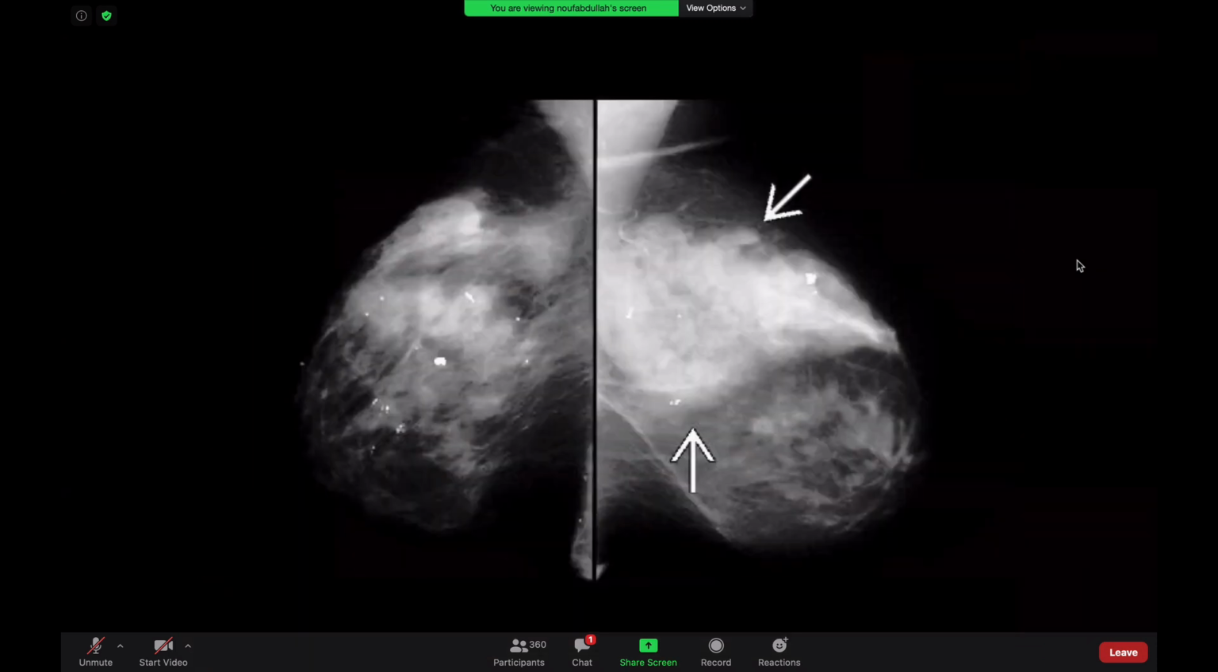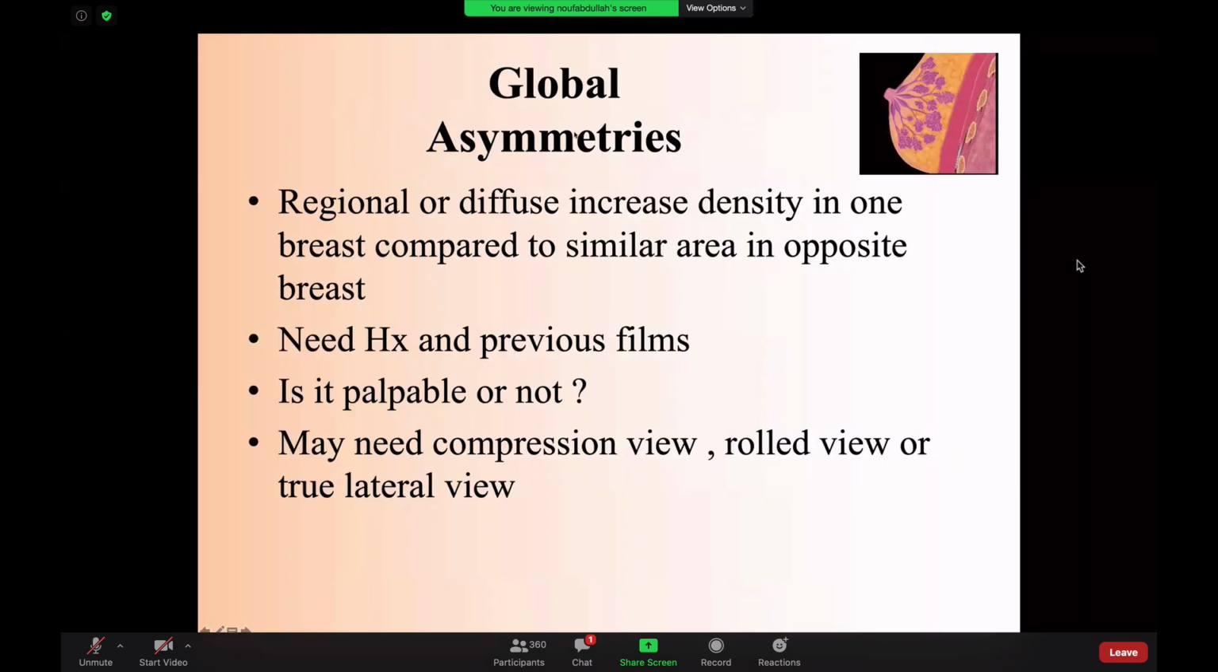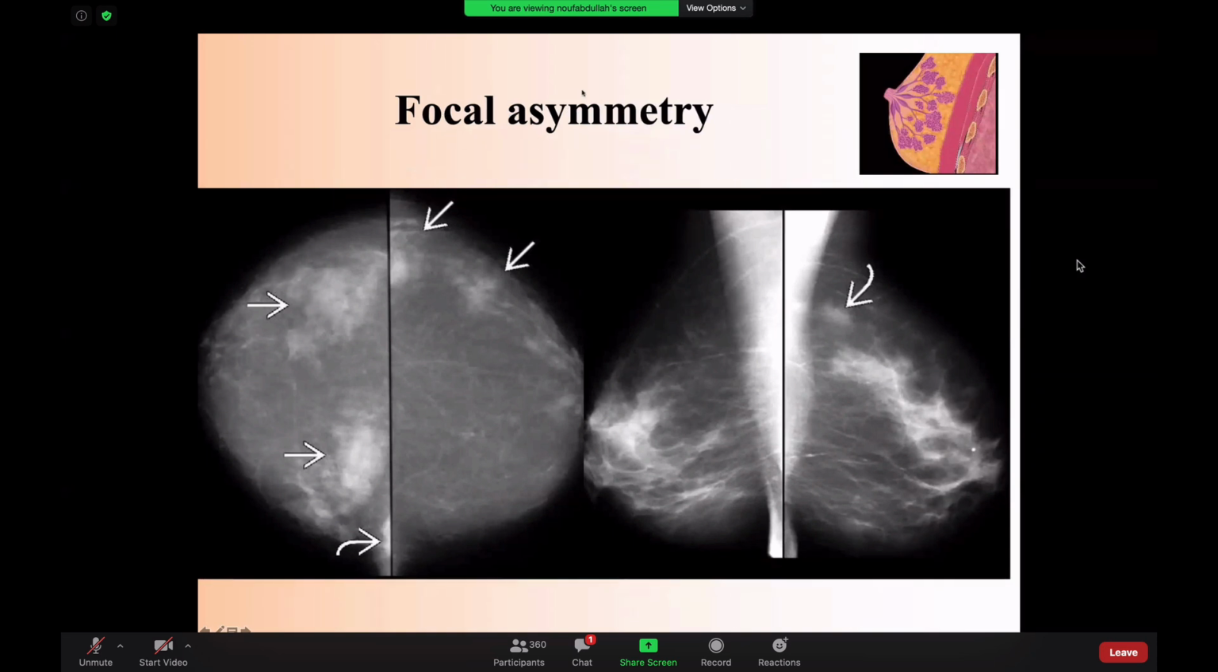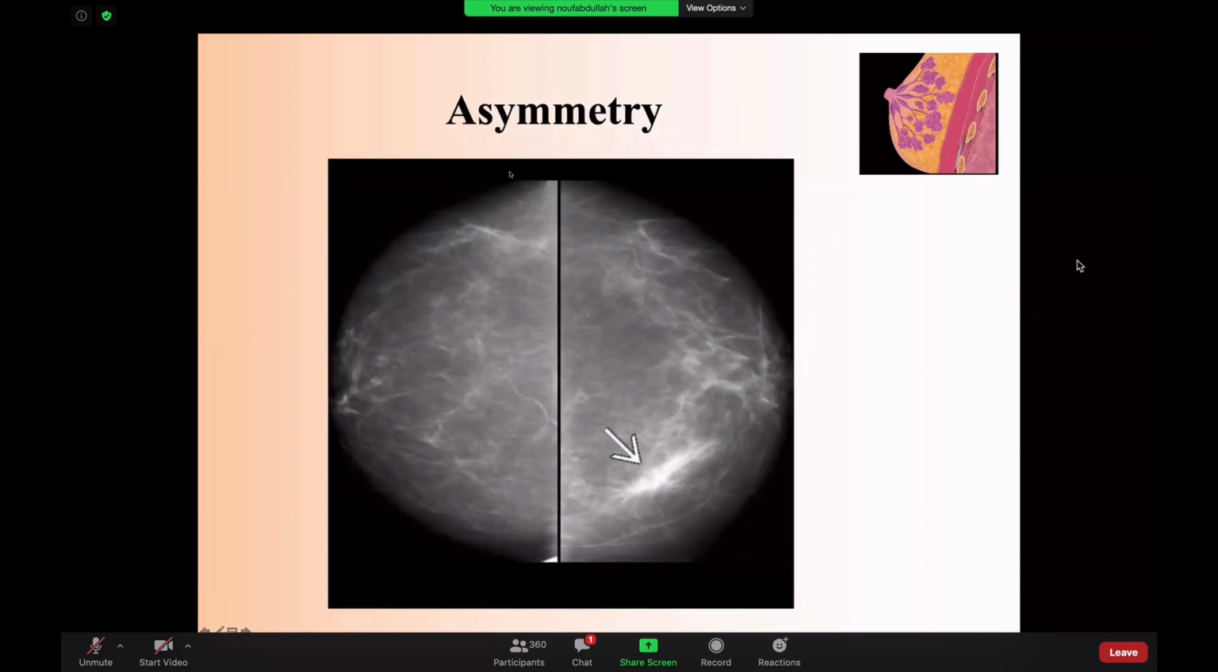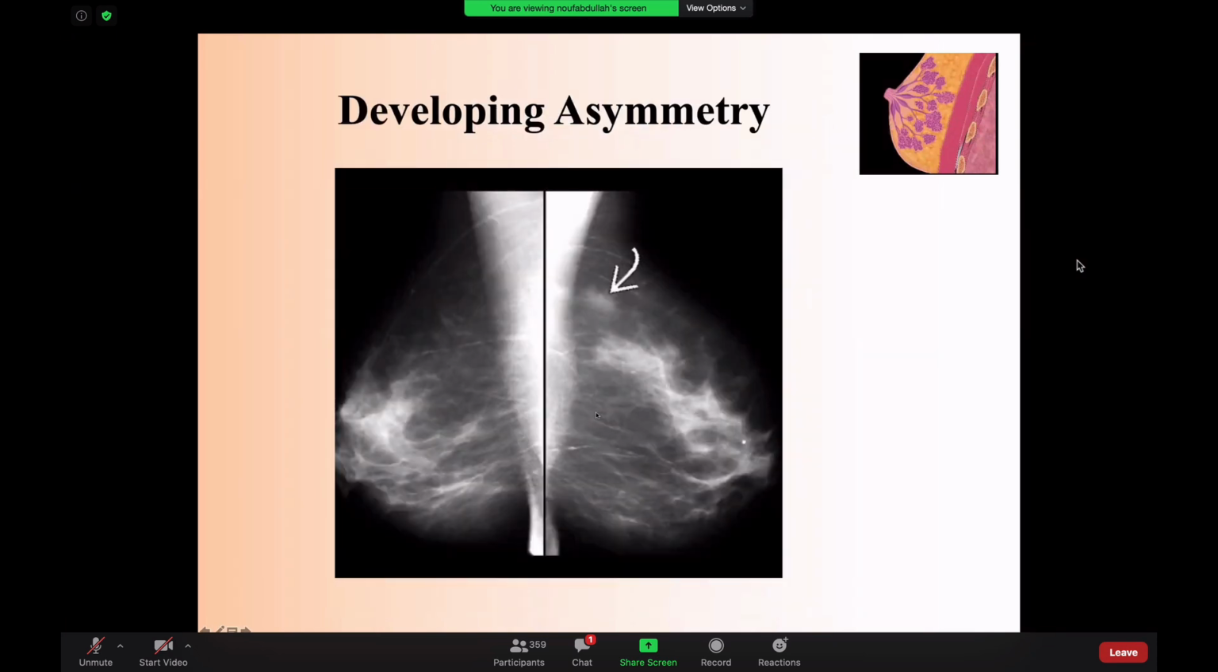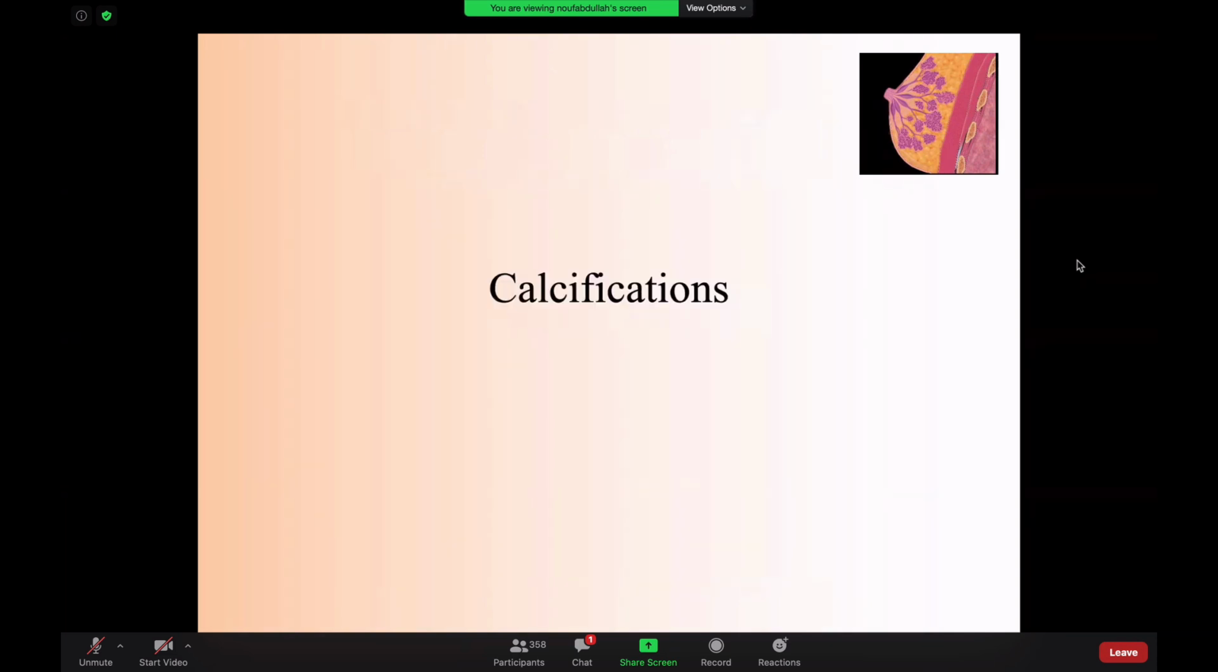Whenever I talk about global asymmetry or focal asymmetry, most of the time it is benign, representing glandular tissue. Asymmetry is usually overlapping fibroglandular tissue, nothing to worry about. Developing asymmetry, or underlying malignancy: if you have an area that has developed and was not seen on the previous mammogram, you have to be very careful.